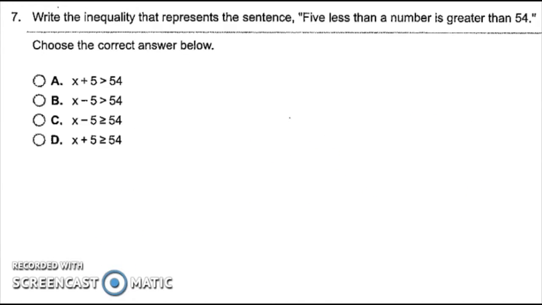All right, number 7, it says write the inequality that represents the sentence 5 less than a number is greater than 54. So a number can be represented by x. 5 less than that would be x minus 5. Greater than means there will be no line under the inequality. If there is a line under it, it means equal to, and the sentence doesn't say equal to. So that means greater than 54. So that's x minus 5 is greater than 54. So B is going to be the answer for number 7.